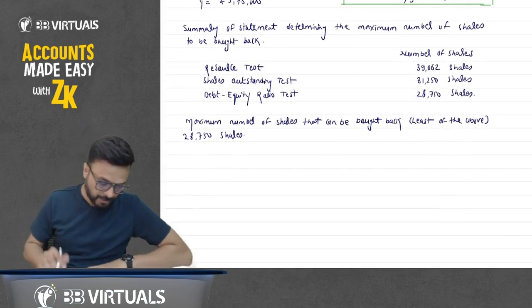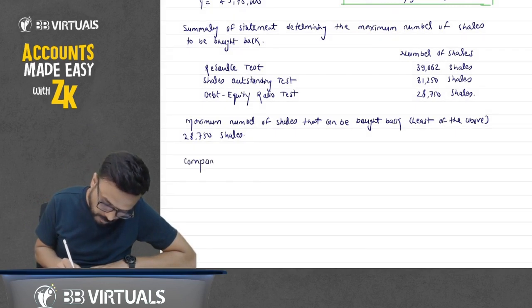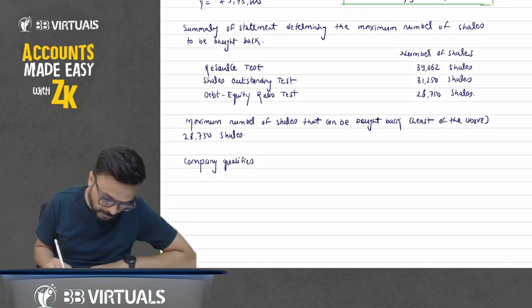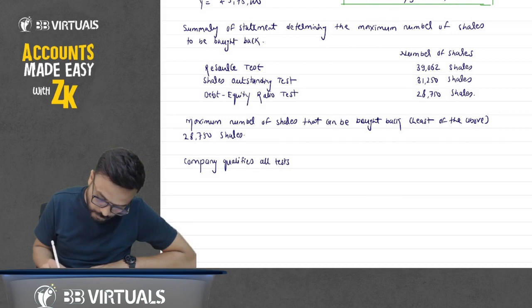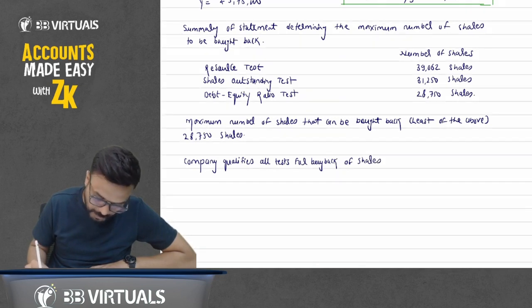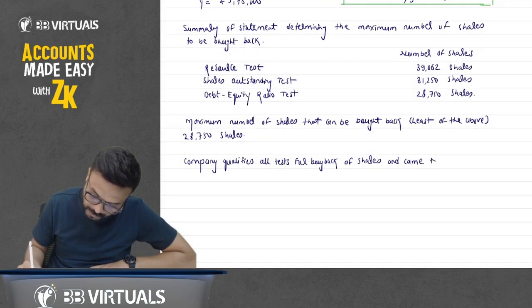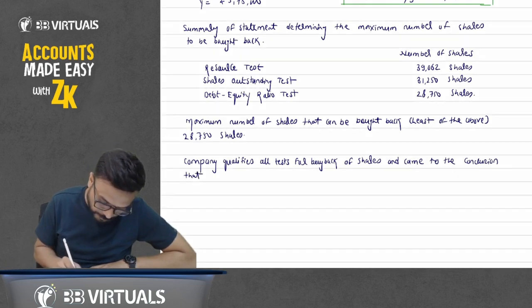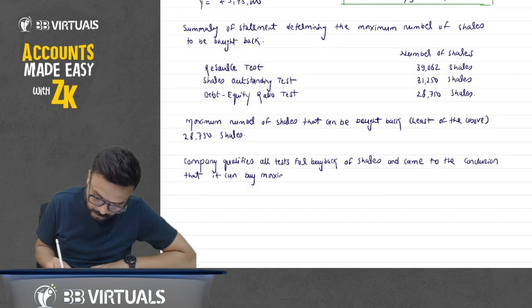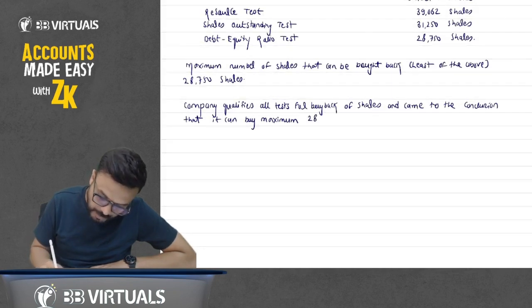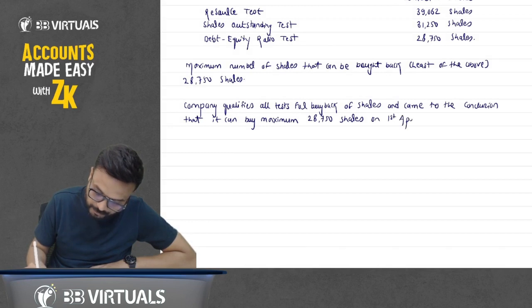Okay. Now write down here. So the company qualifies all tests for buyback of shares, and came to the conclusion that it can buy maximum 28,750 shares on 1st of April 2021.